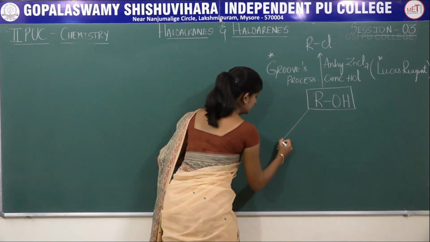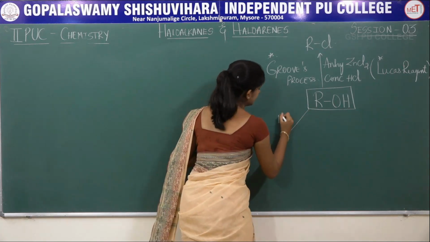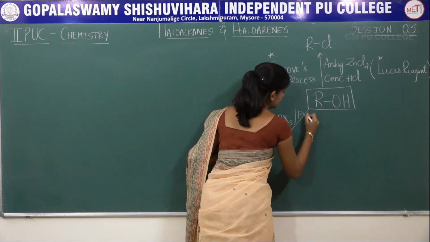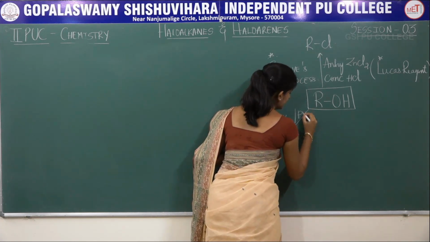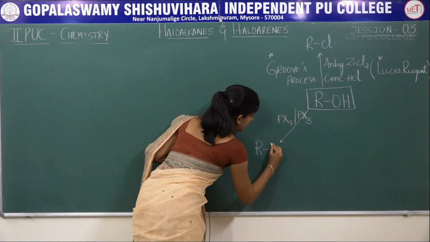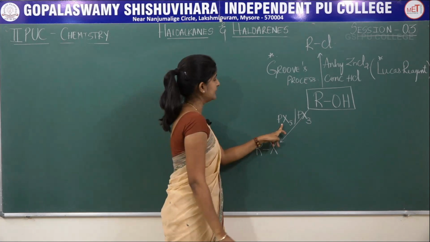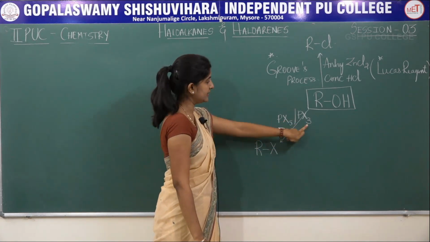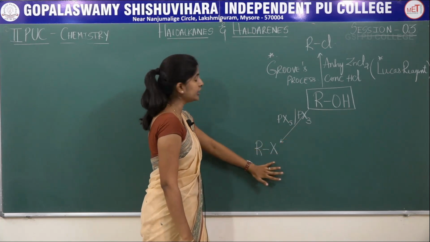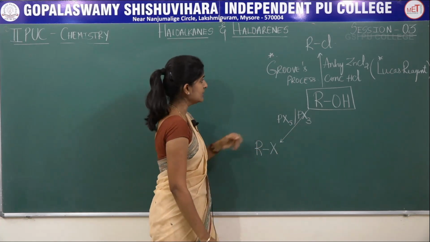The next method is from phosphorus pentahalides or phosphorus trihalides. You get your respective haloalkane. It can be either PCl5, PCl3, PBr3 or PI3, anything for that matter. You get your respective haloalkane. So that's your second method.